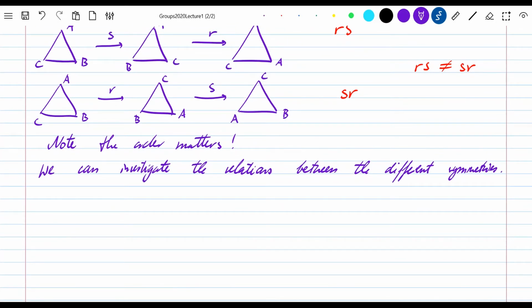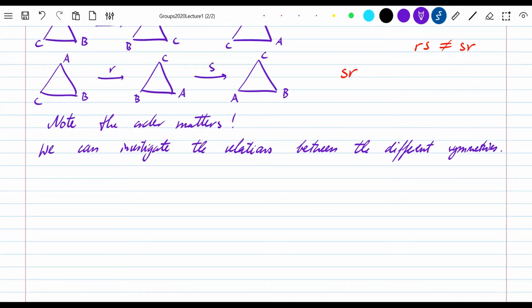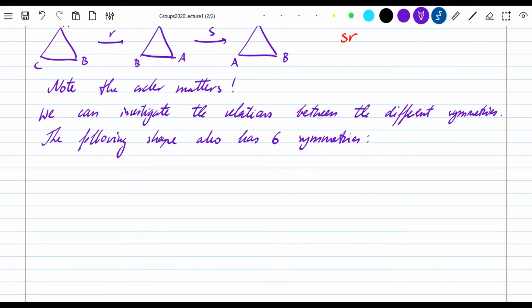Okay, and just to give you an example, I'm going to draw a shape that also has 6 symmetries, just like the equilateral triangle we just looked at, but these symmetries are going to behave rather differently to the ones we just saw. So the following shape also has 6 symmetries. Okay, and so this shape is going to look as follows.